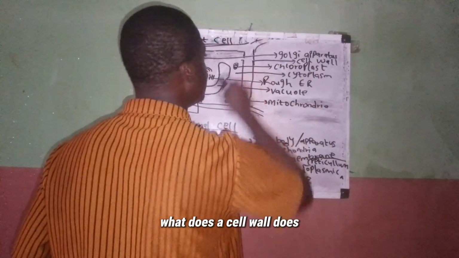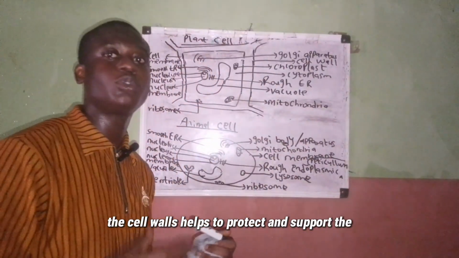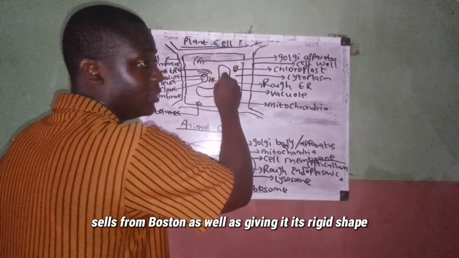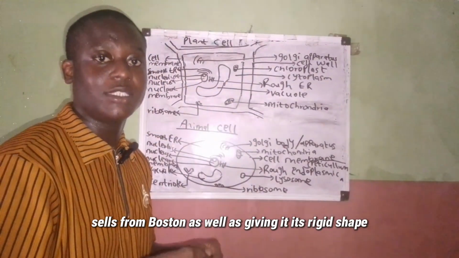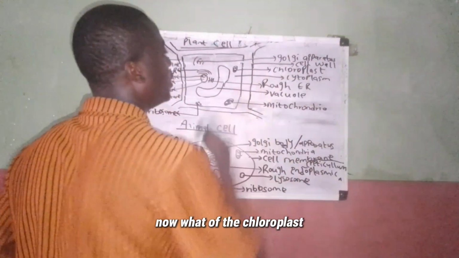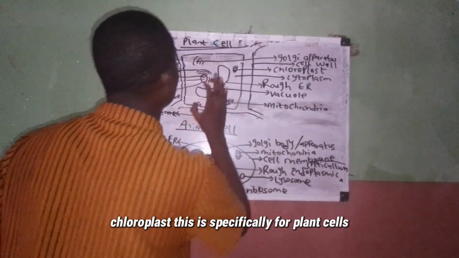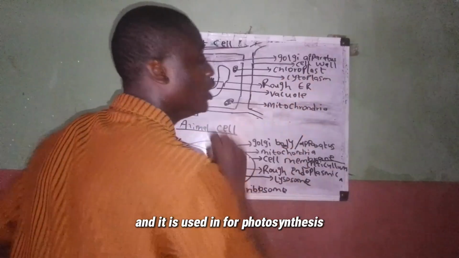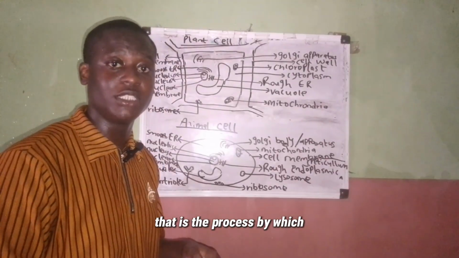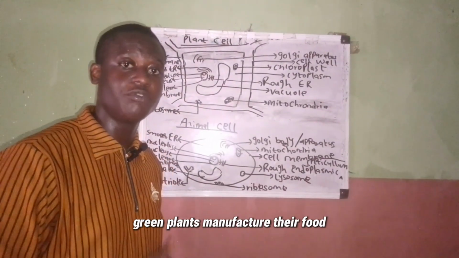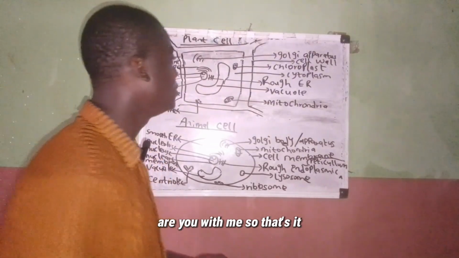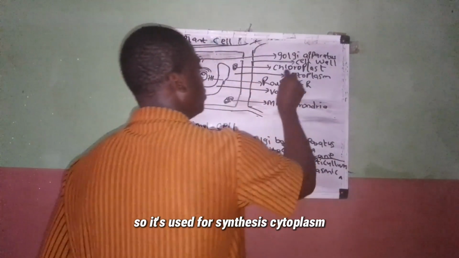Now, what does the cell wall do? The cell wall helps to protect and support the cell from bursting, as well as giving it its rigid shape. Now, what of the chloroplast? Chloroplast is specifically for plant cells, and it is used for photosynthesis. Photosynthesis is a process by which green plants manufacture their food through water and chlorophyll in the presence of sunlight. Are you with me? So it's used for photosynthesis.